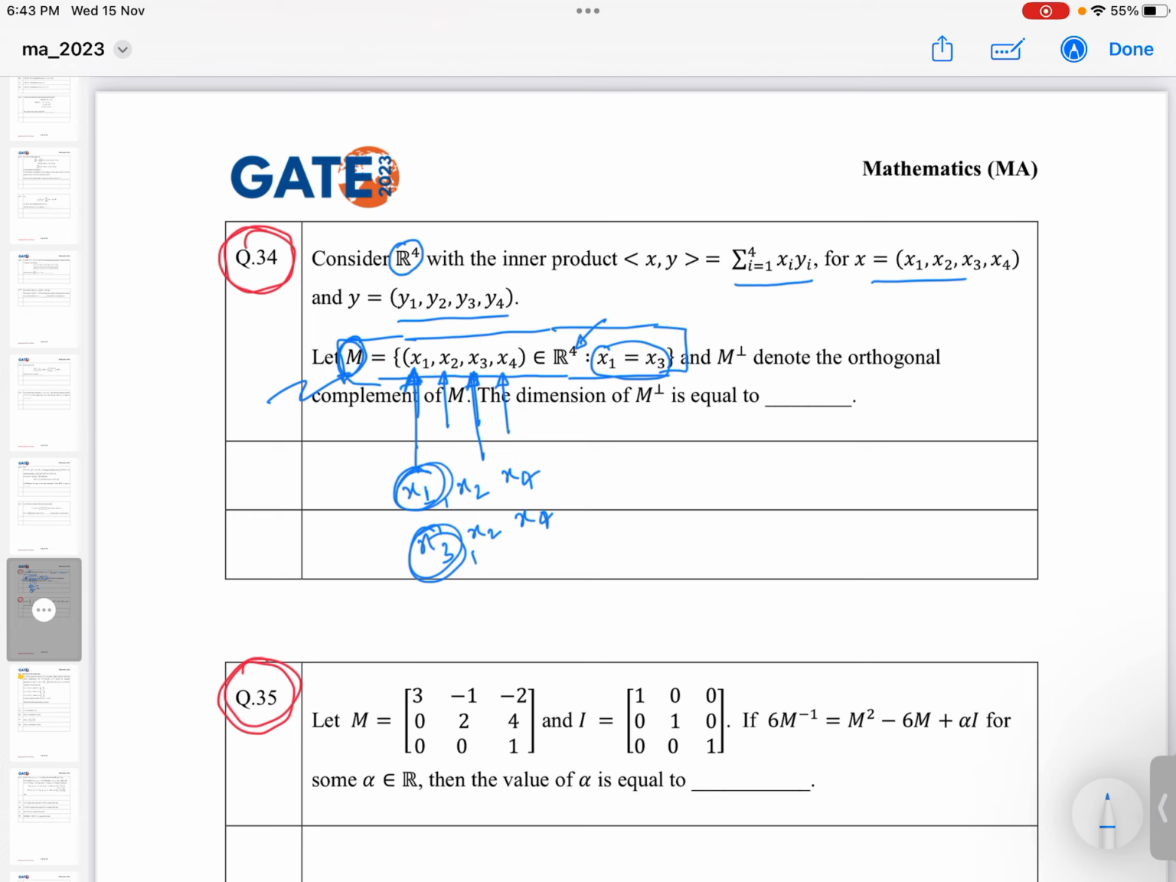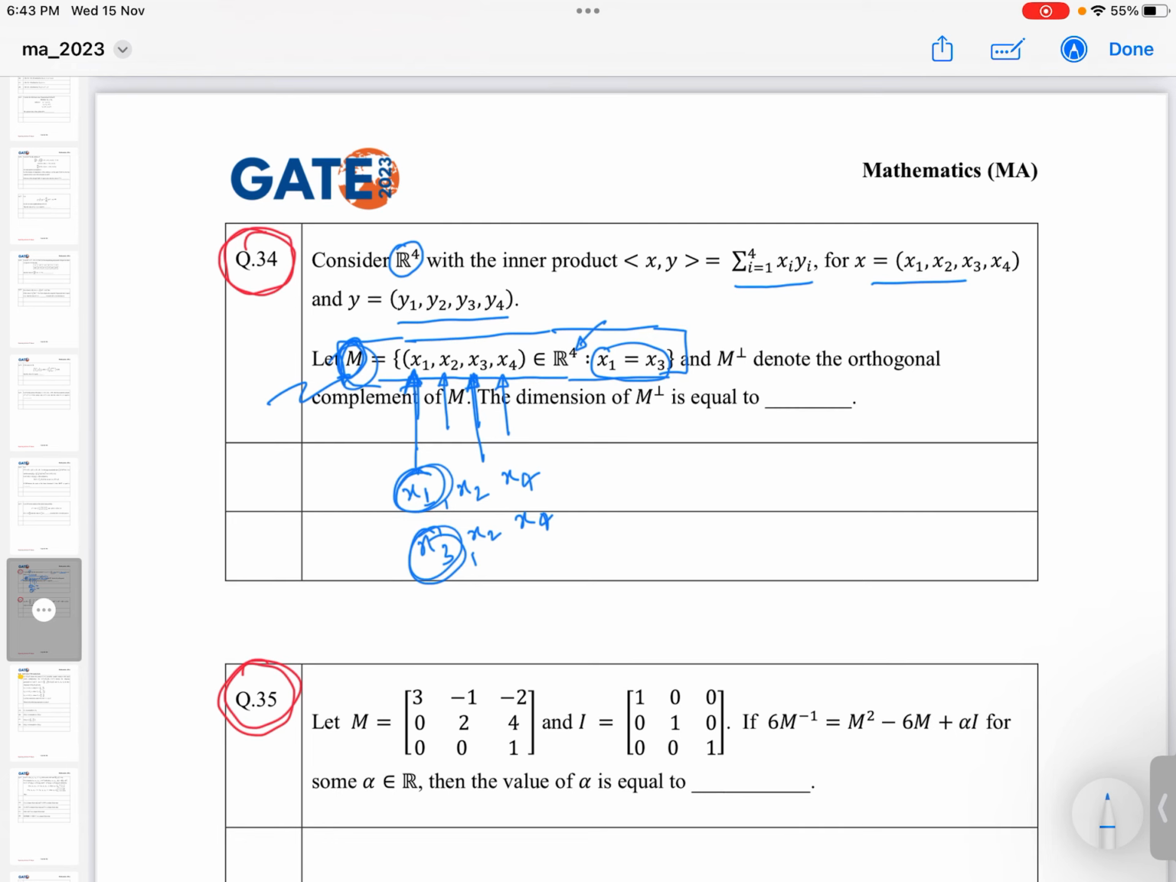So now if I ask you what will be the dimension of this M set, the dimension of M will be 3, because to define this set you need 3 parameters, right? If you know the 3 parameters, then you know M. So minimum we need 3 components to define M. So the dimension of M will be 3. I hope it is clear. Now let's move and read further.